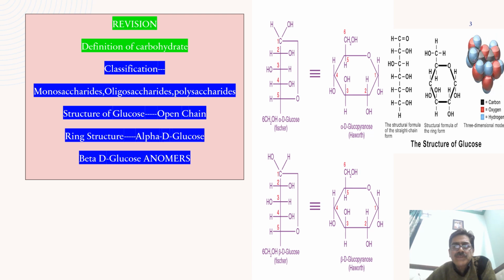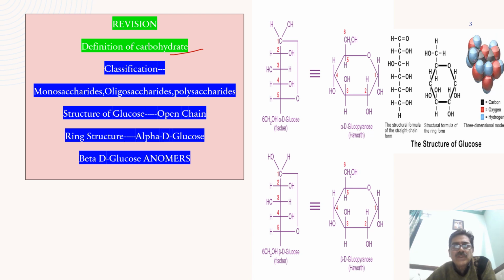Now, in our previous videos, we talked about carbohydrates, in fact the chemistry of carbohydrates. We gave a definition of carbohydrates. We said carbohydrates are polyhydroxyaldehydes or ketones or their derivatives. They are known as hydrates of carbon.